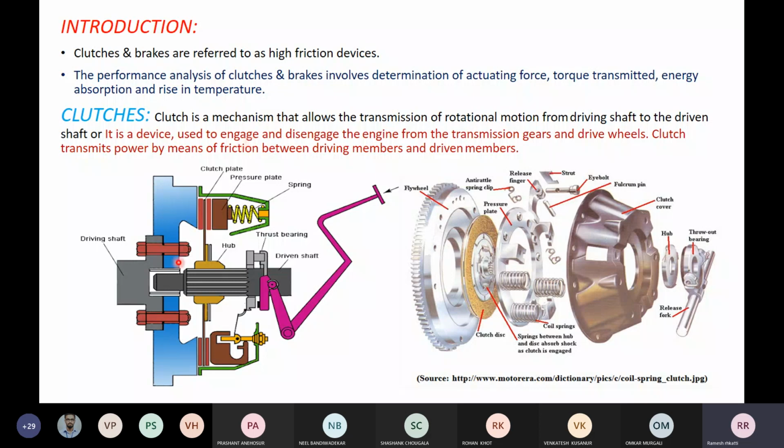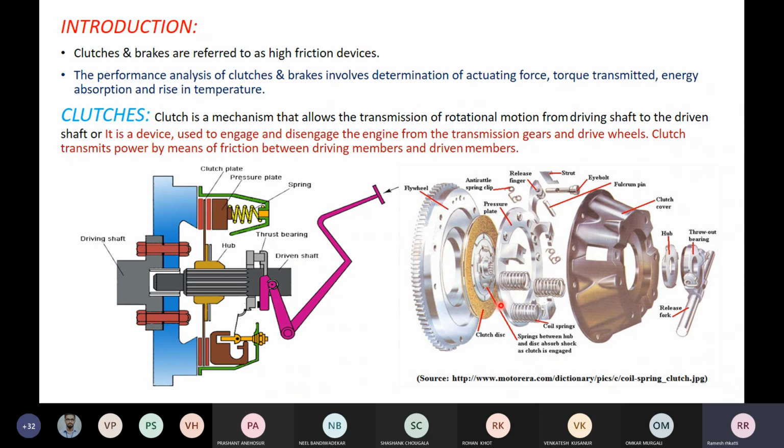In this figure, this is the driving shaft, which is connected to the engine. This is the driven shaft, which is connected to the rear wheel. Here you can see the different components: these are the clutch plates, this is the pressure plate, and this is the spring arrangement.